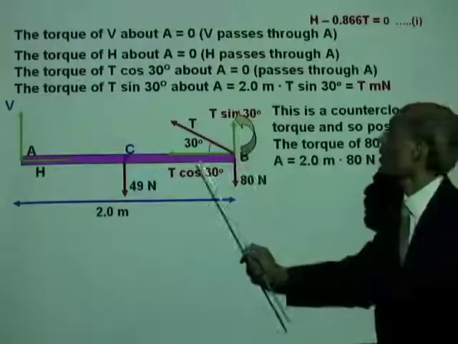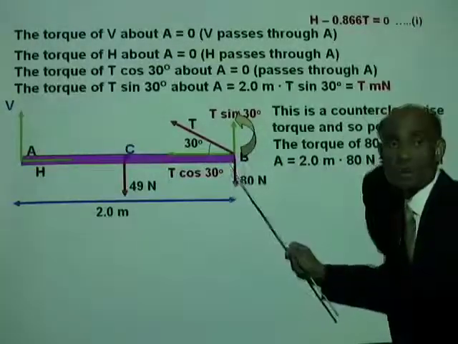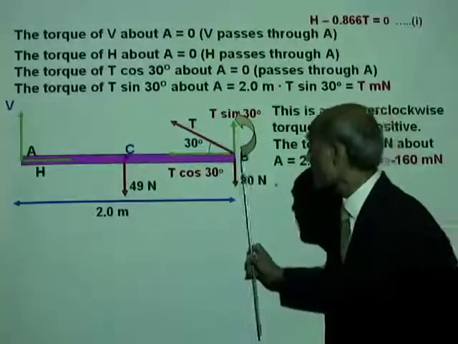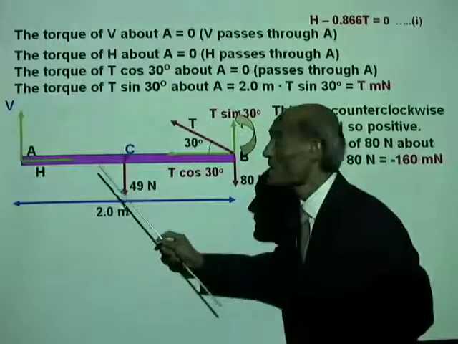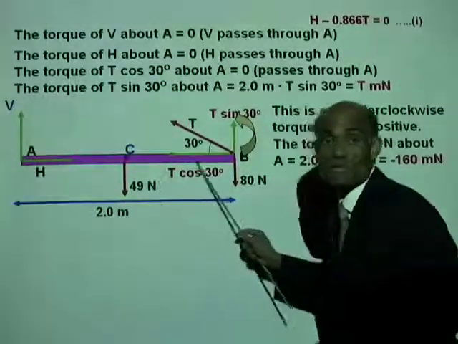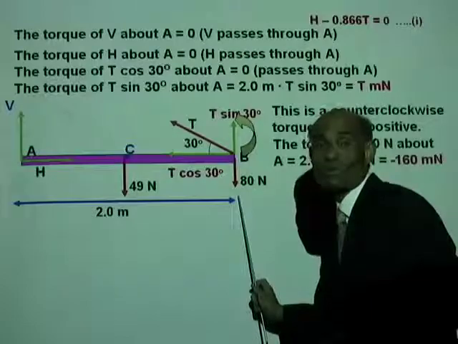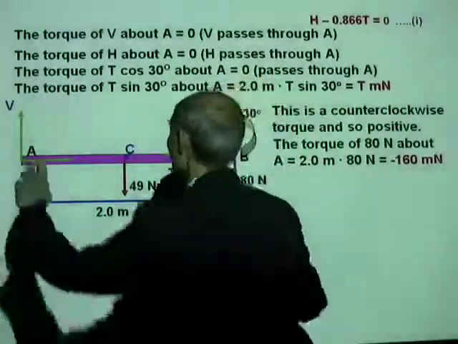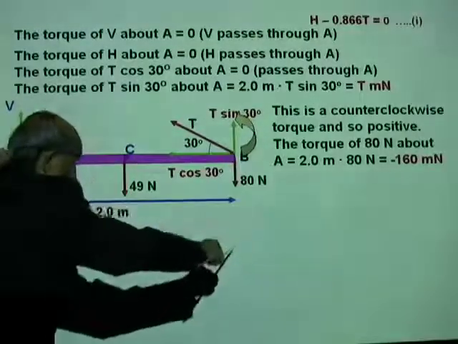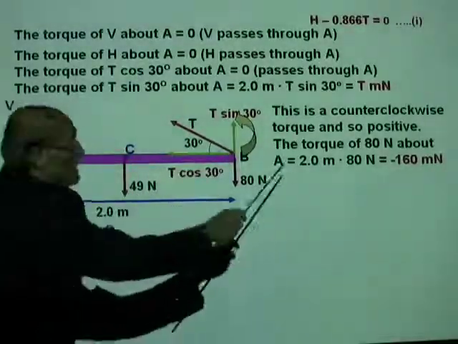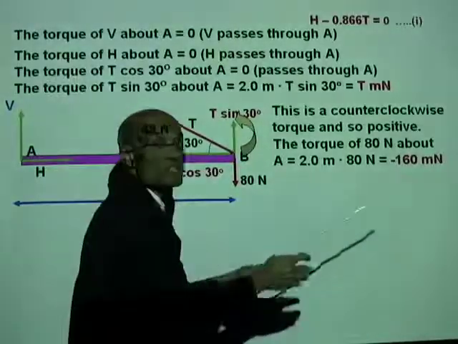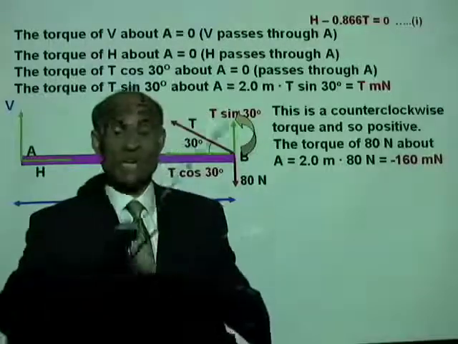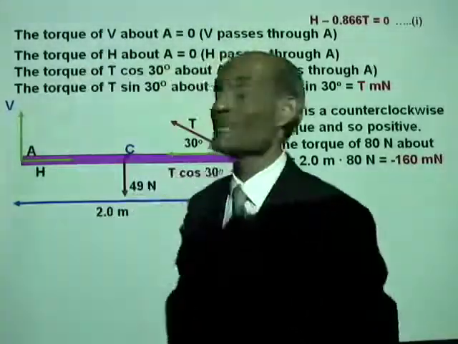Okay. What is the torque of 80 Newton? What is the torque of this force, 80 Newton about A? The torque arm is 2 meters multiplied by the force, 80 Newton. It will be 2 multiplied by 80, but that torque is a clockwise torque. Therefore, it is 2 meters times 80, and that is negative 160 meter Newton. A clockwise torque is negative.